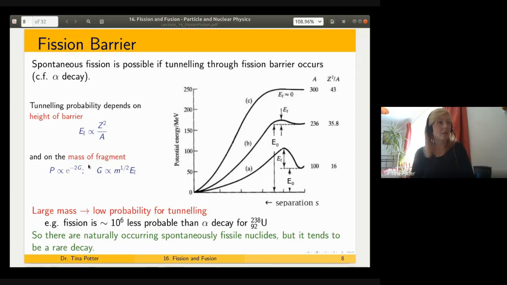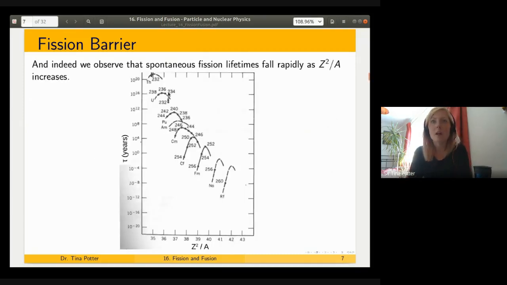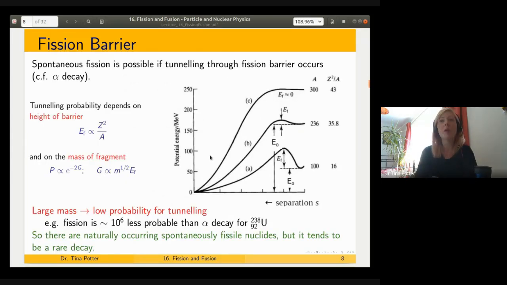Uranium-238 here can undergo fission. It needs a little bit of energy to do so, but it can tunnel through that fission barrier with quite a long lifetime. As we saw here, uranium-238 is sitting with a lifetime of around 10 to the 16 years. It's absolutely huge for fission. But alpha decay has not got anywhere near the kind of lifetime.